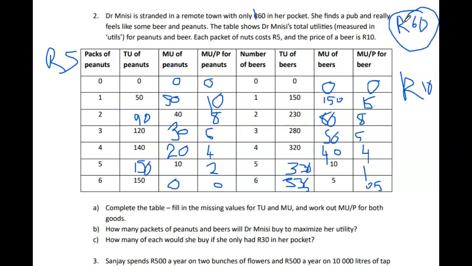The next thing we want to do is look at these columns over here, the marginal utility per price. We don't look at any other columns. Now, we have to pick the highest one first, then go to the lowest. The first one I'm going to pick, which is the highest, is obviously going to be this 15. So the first item I'm going to pick is beer.